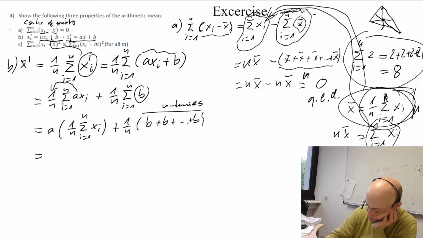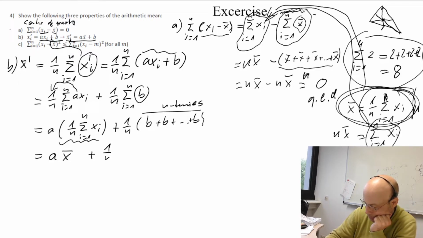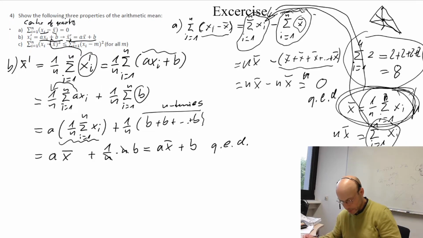Thus we obtain, have a look here, just the definition of our arithmetic mean. So we obtain a x bar plus 1 over n times n b, and in the end a x bar plus, this cancels, b. And thus we have shown part B of our task in 4.